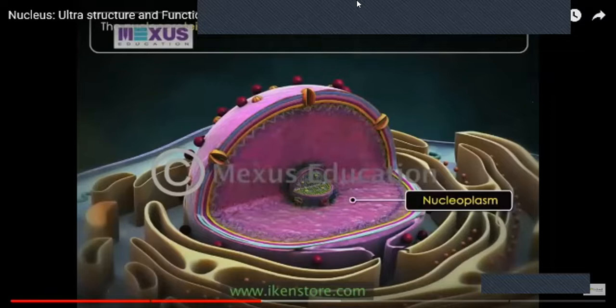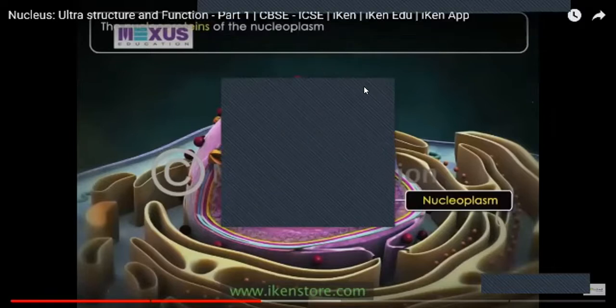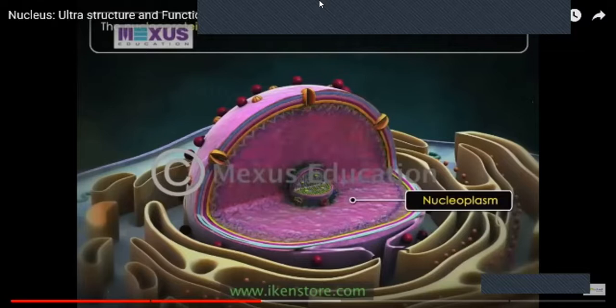So the next question I wish to ask all of you: what do you think? Do we have RNA in the nucleus or DNA in the nucleus? So you think there is no RNA in the nucleus? Ma'am, DNA, but some amount of RNA is also present. Okay. So why? Because our genetic material is DNA. Then why do we require RNA inside this nucleus?